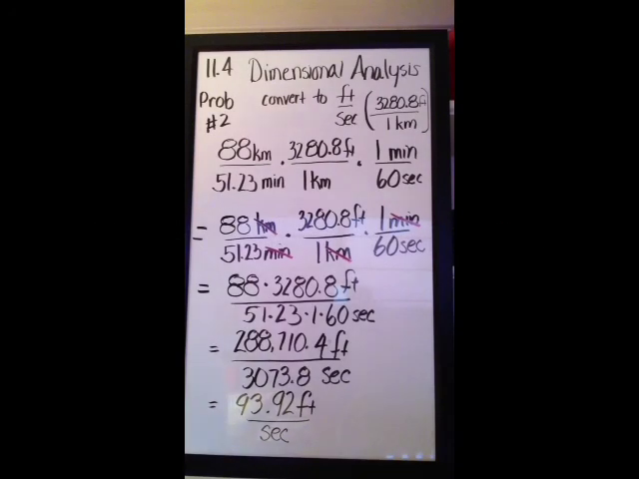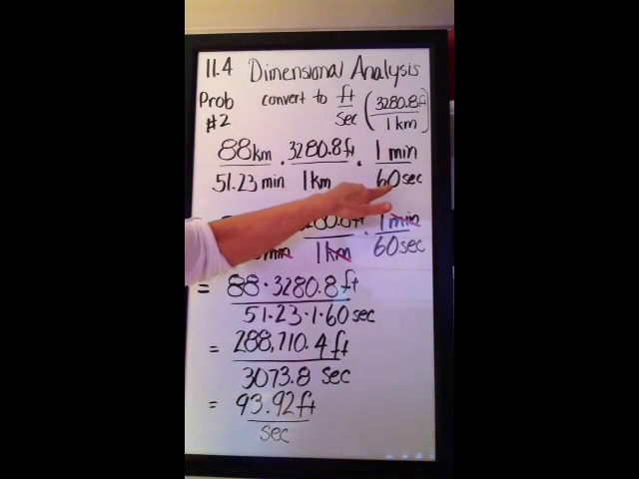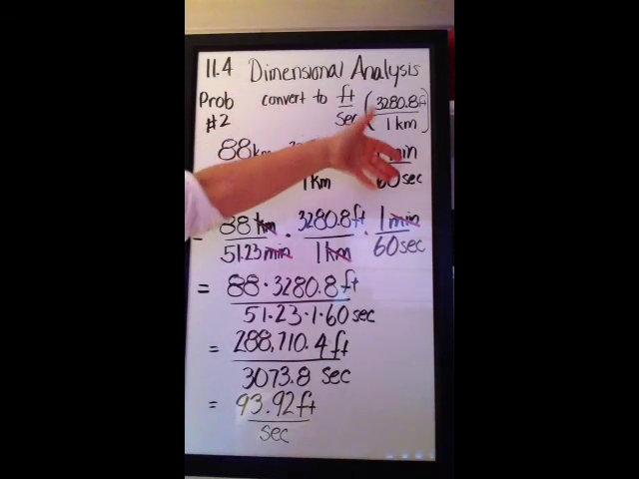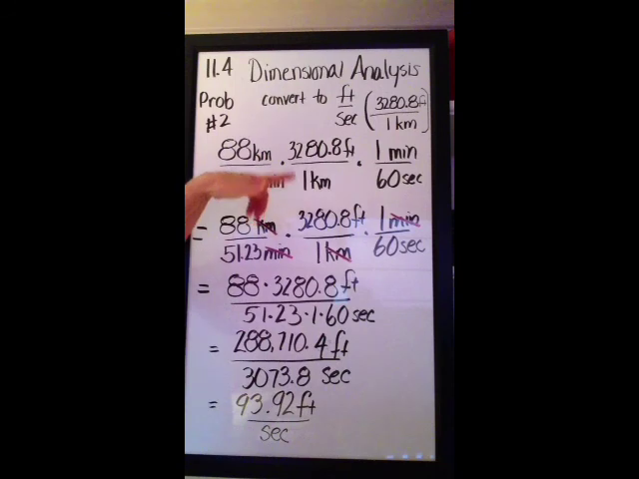Okay, so we had the same problem. We were converting now from kilometers per minute to feet per second. The original speed was 88 kilometers over 51.23 minutes. I used the conversion of feet to kilometers, so 3,280.8 feet over 1 kilometer times 1 minute over 60 seconds. How do I know which number goes in the numerator and which goes in the denominator? I want to be able to cancel the units I'm interested in canceling, so I need them in opposite places. So kilometer, kilometer, minute, minute.